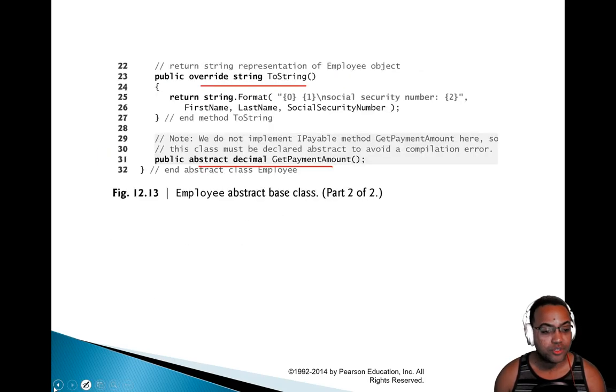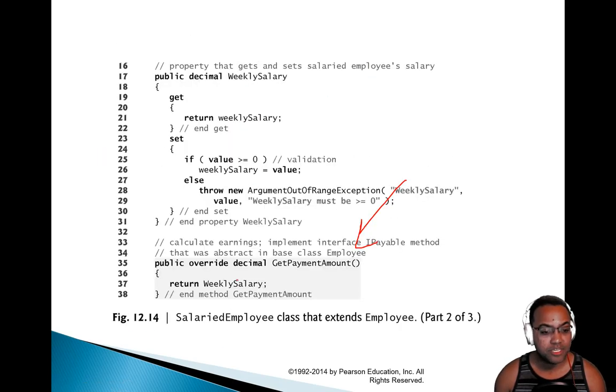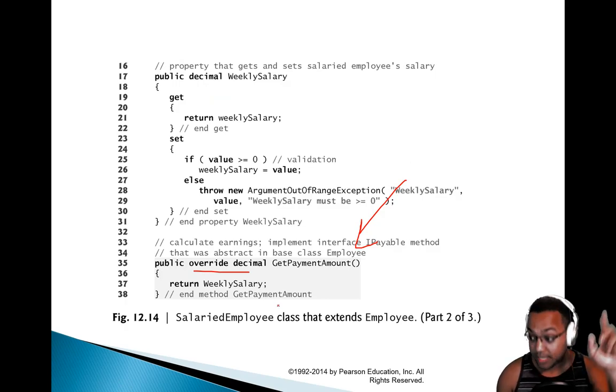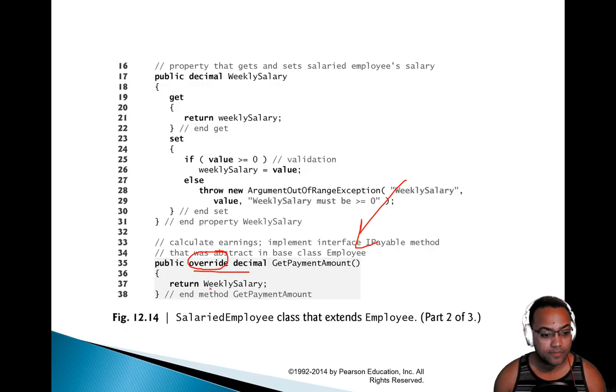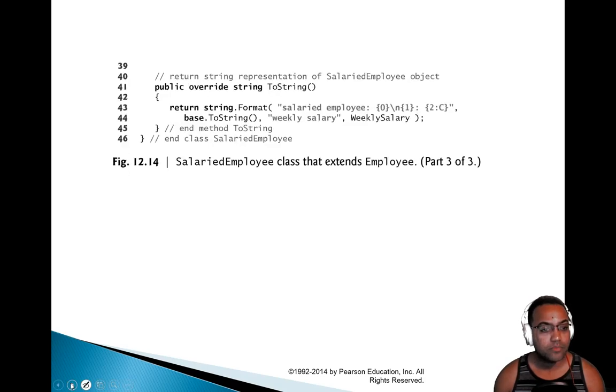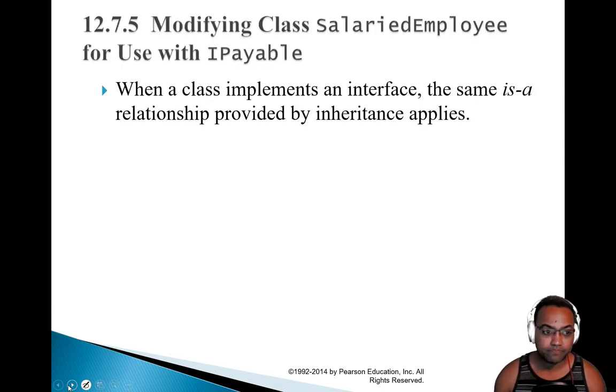Let's go back and I can show you. It's an abstract class here, therefore it must be overridden in all the derived classes unless it has been sealed. And sealed would go here. And we override the toString because it comes from the employee, which comes from the object class.